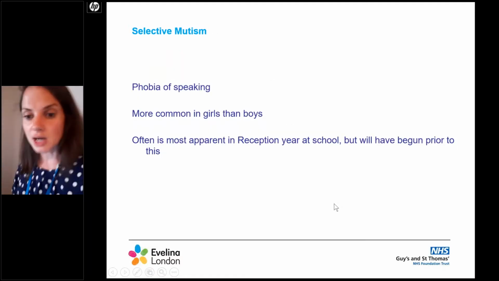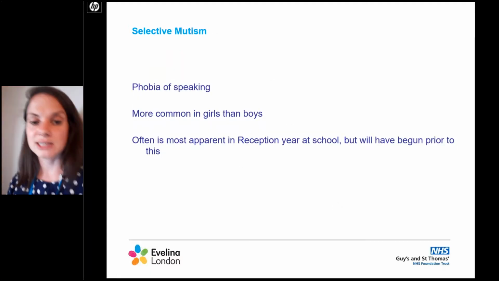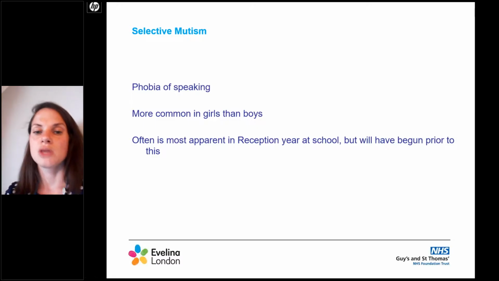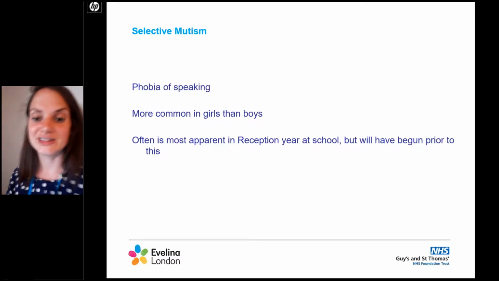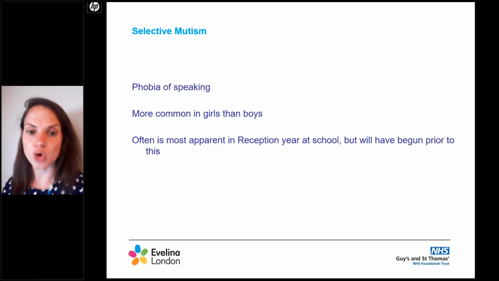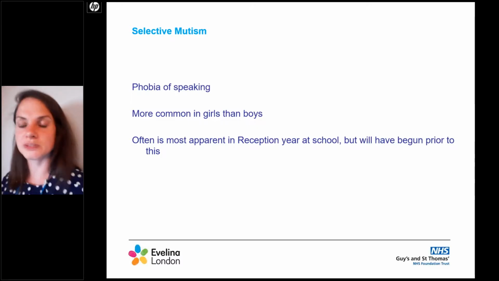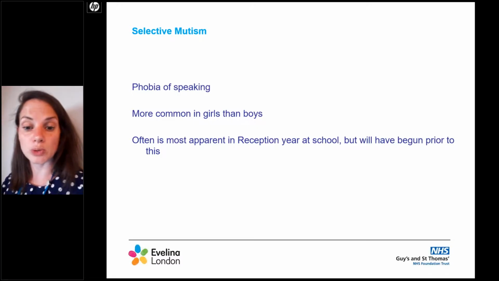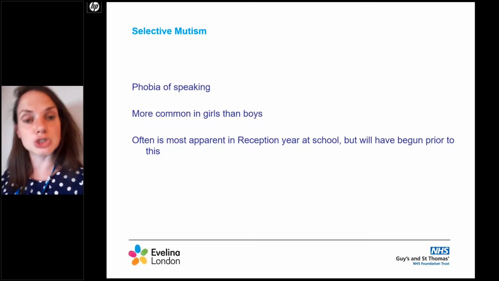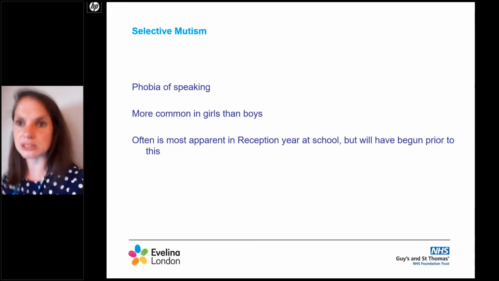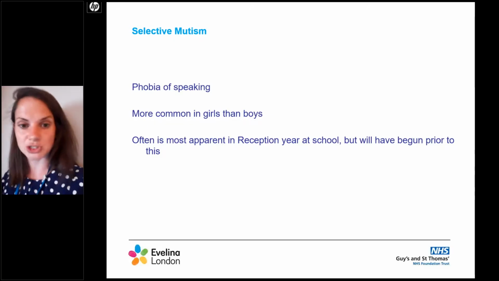And then the last kind of difficulty I'm going to talk about is selective mutism. So this is one of the only speech and language difficulties that's actually more common in girls than boys. And it really is a phobia of speaking. So typically these people will have age appropriate speech and language skills, and they will be okay to talk in certain situations, but there will be certain situations that they do not feel happy to talk in.